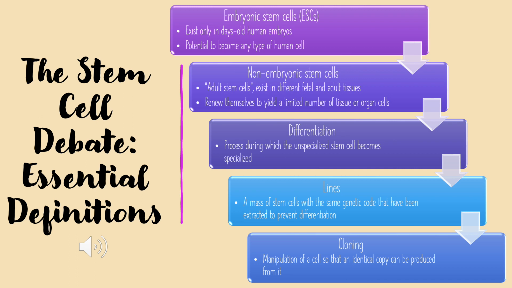Lines, then, is a mass of stem cells with the same genetic code that have been extracted to prevent differentiation, so that they don't become a specialized form of cell. They're extracted before they specialize.